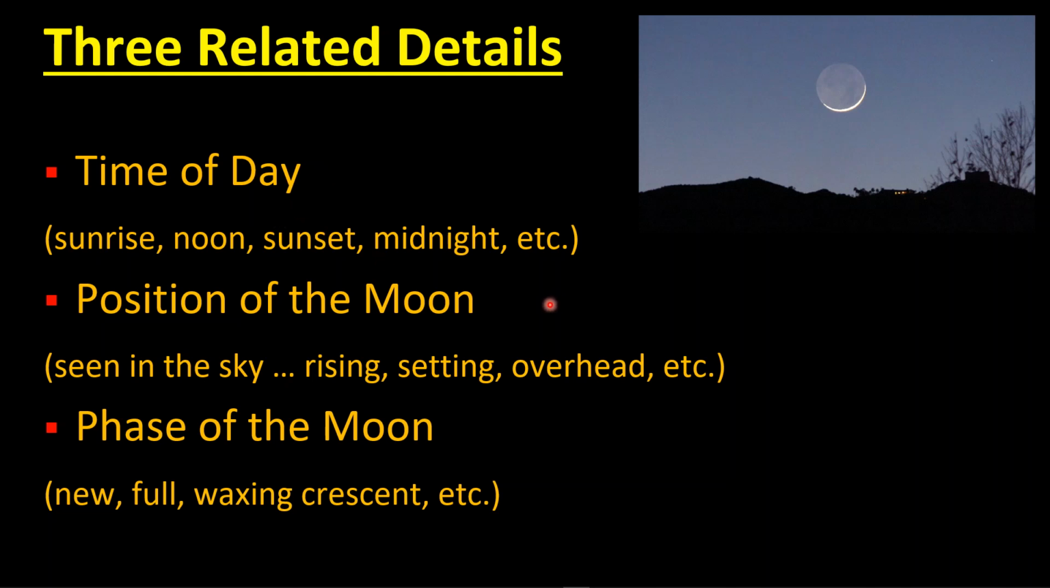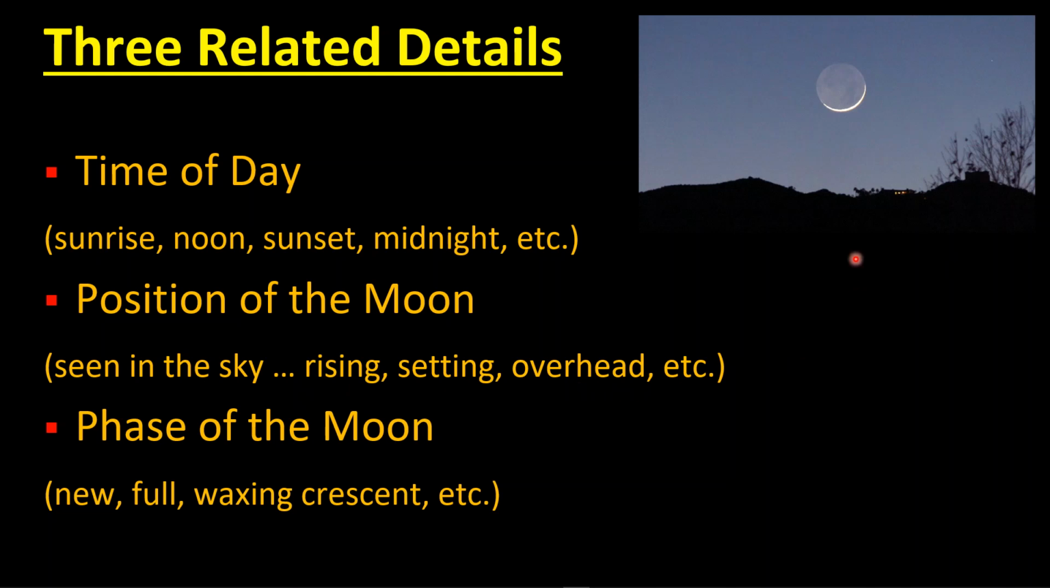The second one is the position of the moon, and what we mean by the position of the moon is where the moon is seen in the sky. So an example is: is the moon currently rising? Is the moon currently setting? Is the moon directly overhead? Is the moon beneath your feet, where you can't see it, on the other side of the Earth, etc.?